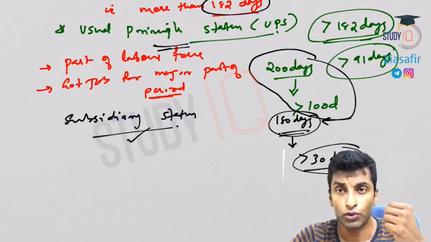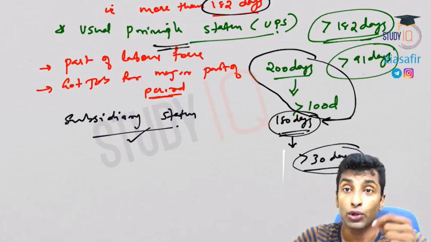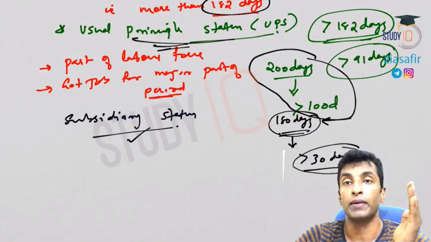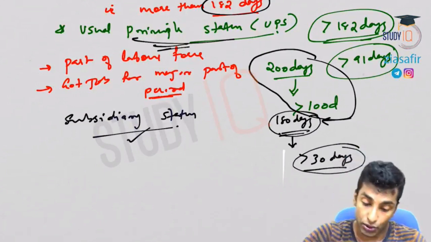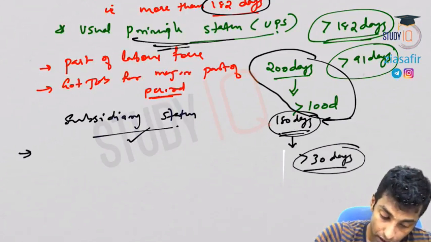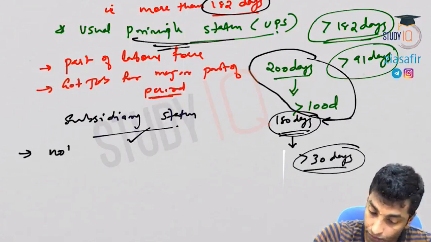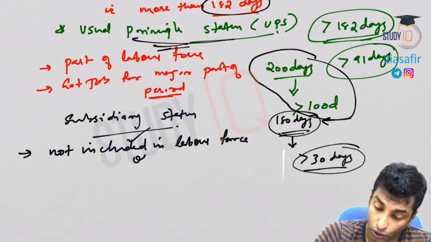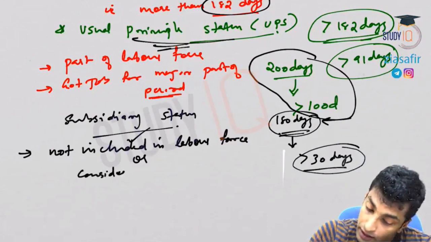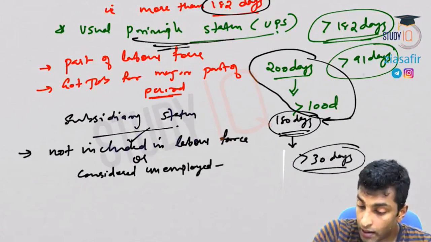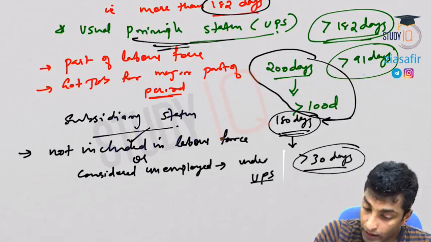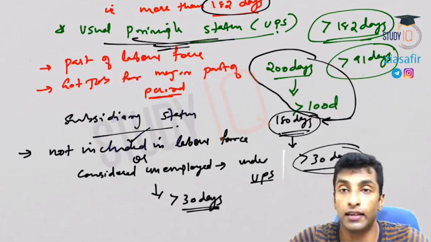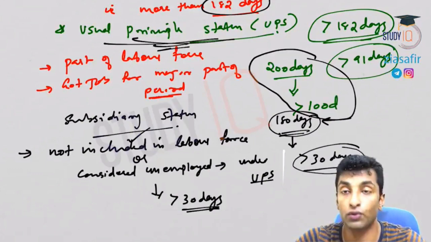So under subsidiary status, those who are not part of the labor force, and those who are classified as unemployed under principal status, if they work for more than 30 days, they will be considered as employed under subsidiary status. Okay, so let me write this down, not completely. Either not included in the labor force or considered as unemployed under UPS, this usual principal status. If they work for more than 30 days, they are considered as employed under subsidiary status. So I hope you understood what is principal and subsidiary status.